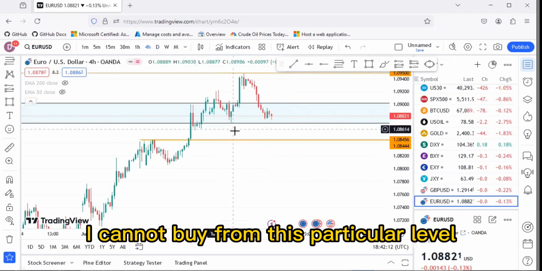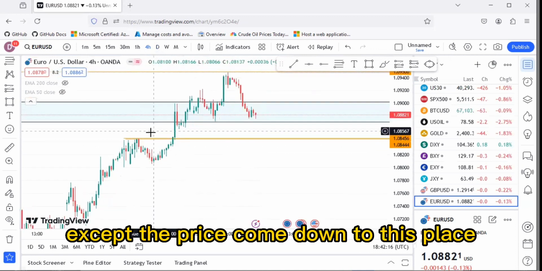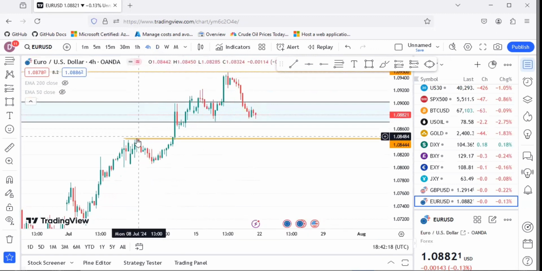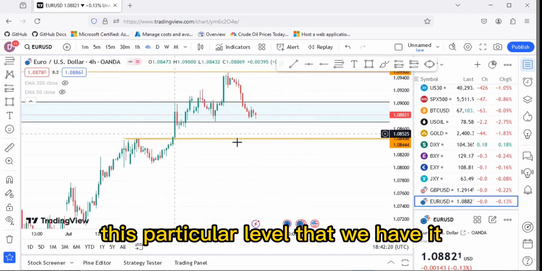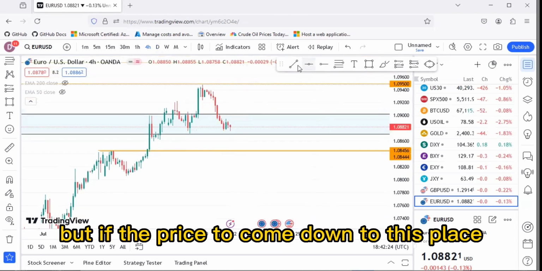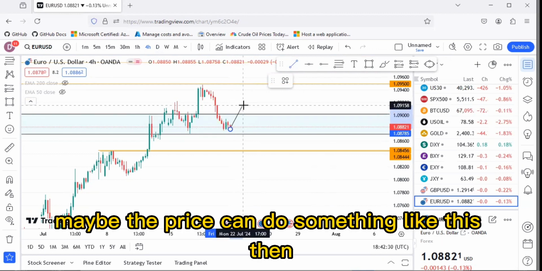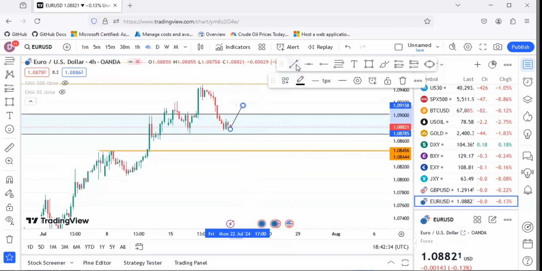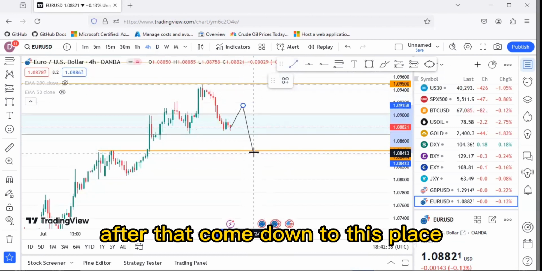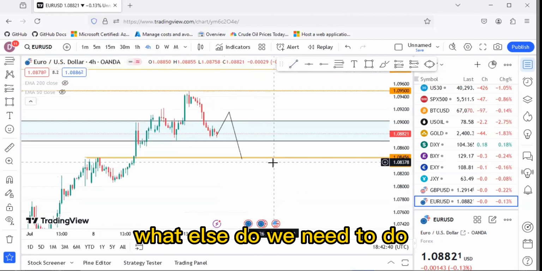I cannot buy from this particular level, except the price comes down to this place, this particular level that we have here. Then I can say, okay, maybe I'll consider buying it. But if the price comes down to this place, what I'm actually looking at is that the price can do something like this, then after that come down to this place, before we can now say, okay, what else do we need to do?